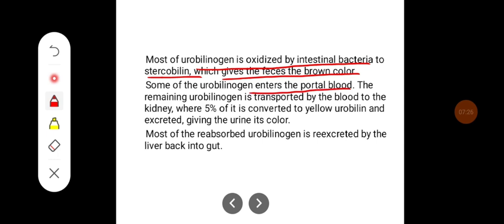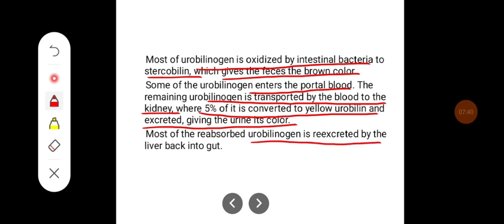The remaining urobilinogen is transported by the blood to the kidney, where 5% of it is converted into yellow urobilin and excreted, giving the urine its color. Most of the reabsorbed urobilinogen is re-excreted by the liver back to the gut.